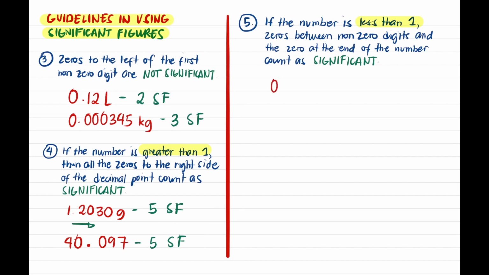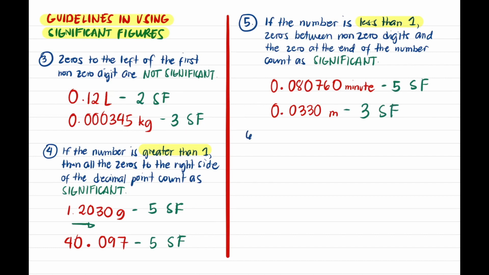Example, we have 0.080760 minute. Obviously, this number is less than 1. And yung significant lang na zero dito ay yung nasa gitna ng 8 at 7 at yung nasa right side ng 6 at nasa dulo. So in this measurement, we have 5 significant figures. Another example, 0.0330 meter. So we have 3 significant figures.